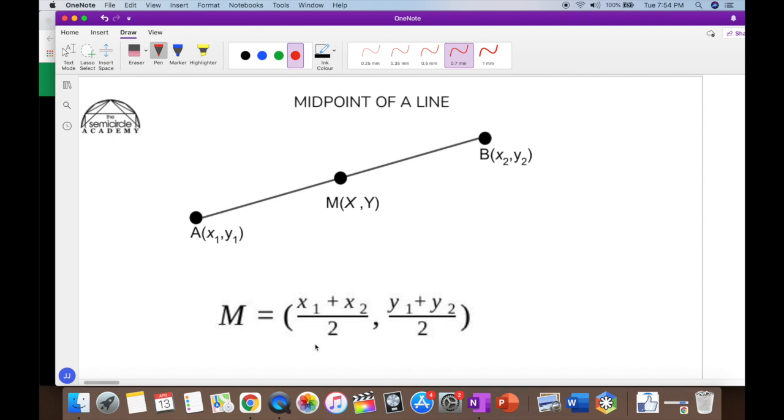While you're writing, notice the formula is in the form of a point, a coordinate. You have brackets, you have the x coordinate, comma, the y coordinate, close brackets. Just notice that. The formula for the midpoint is itself a coordinate. This is pretty self-explanatory. You have a line between the 2 points A and B, and A is x1, y1, and B is x2, y2.